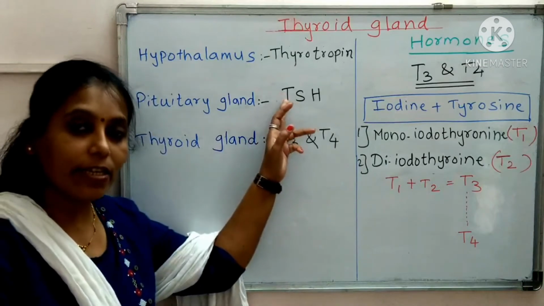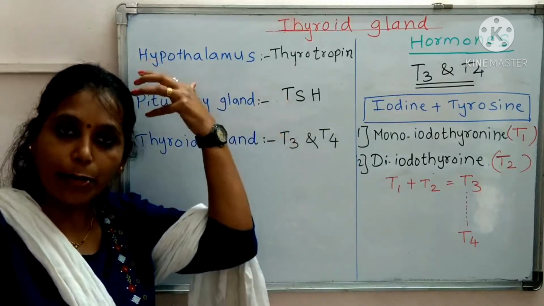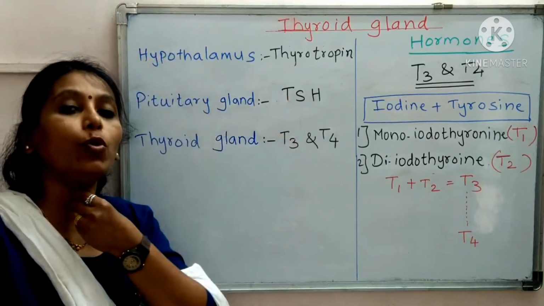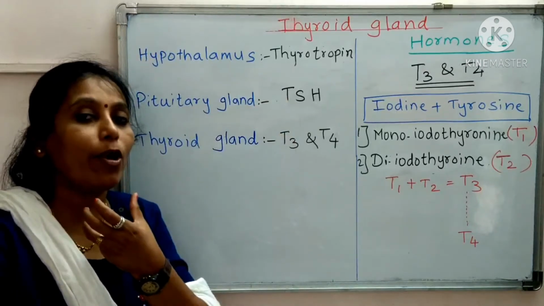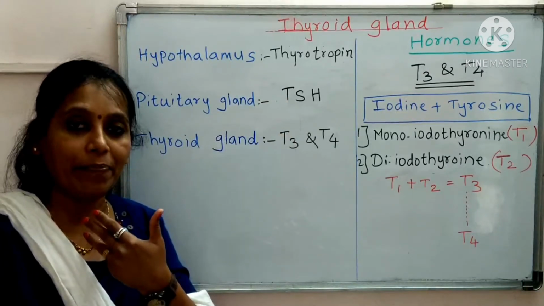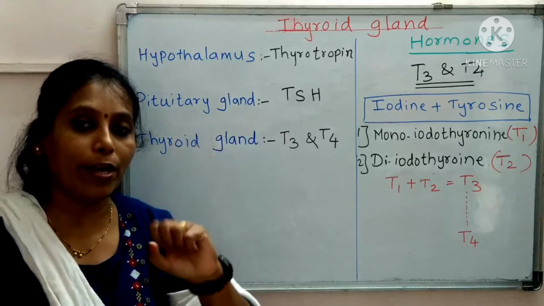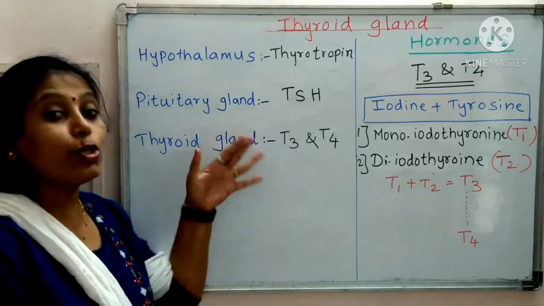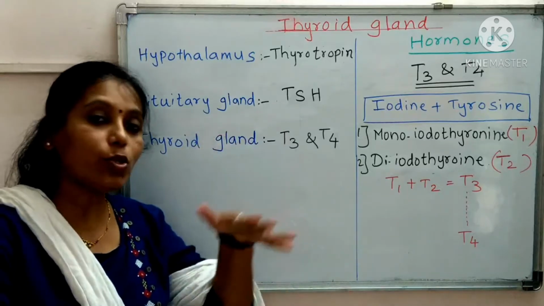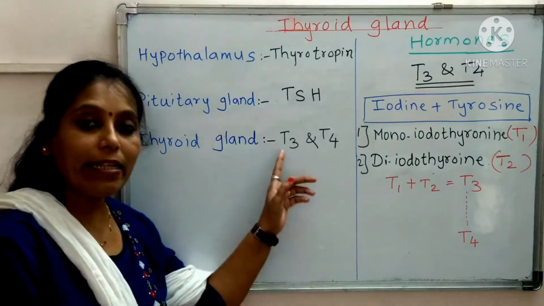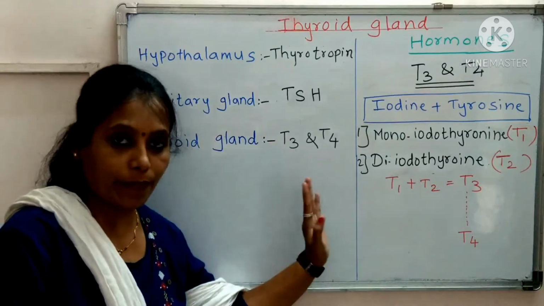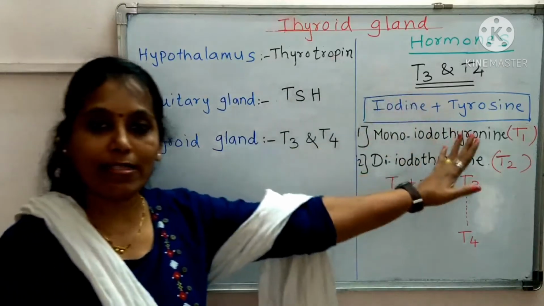This TSH is secreted by the pituitary gland and it comes to the thyroid gland, where the thyroid gland is situated in this area. Okay, it stimulates the thyroid gland to secrete its own hormones. Its own hormones are T3 and T4. Okay, now just come to this part.